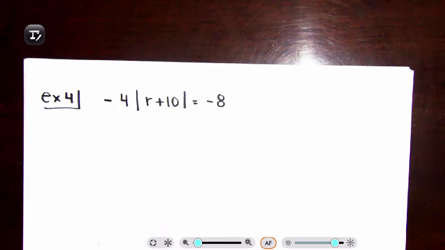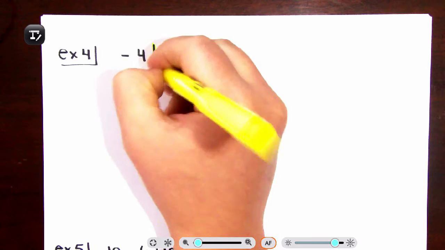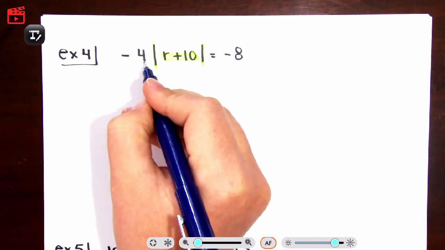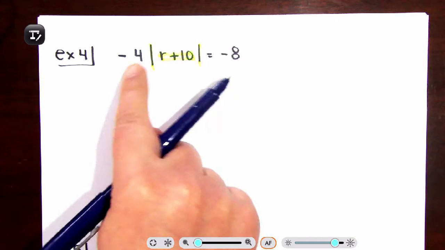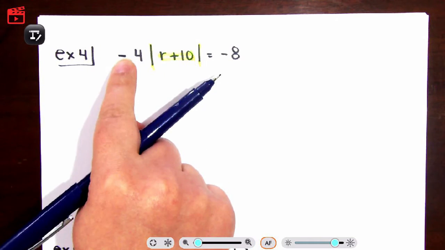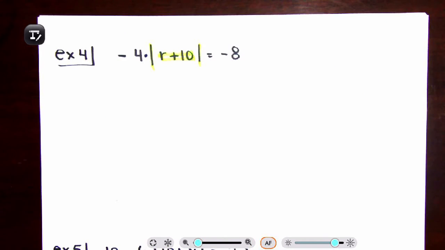Moving on to example number 4. Example number 4, here's our absolute value. Here's the inside. Attached to that is this negative 4. And mathematicians are lazy. We learned that in my class. So because they are attached this way, this is not a minus 4. This is a negative 4 times the absolute value.